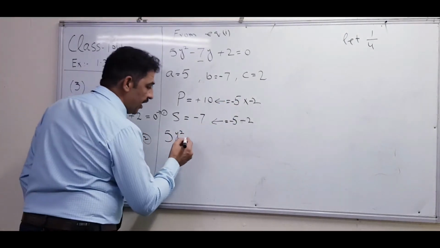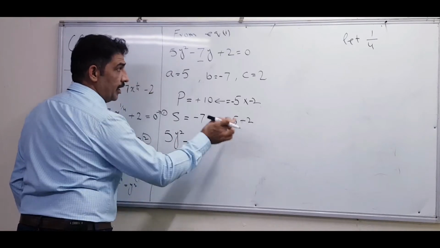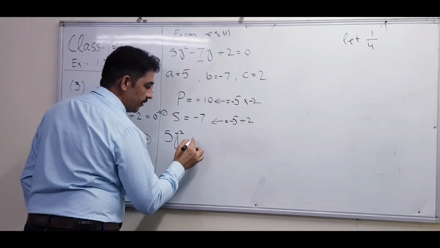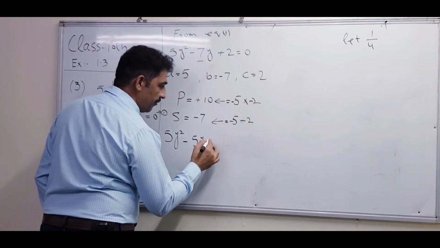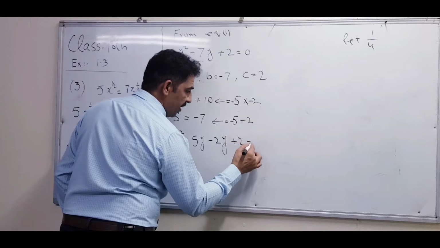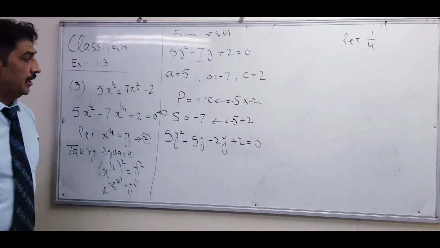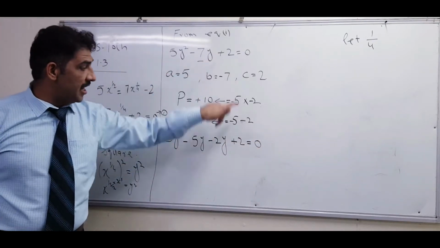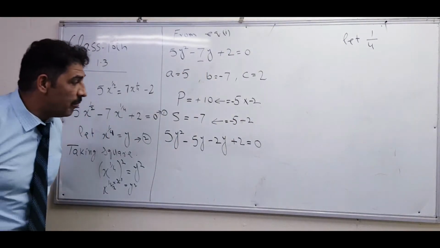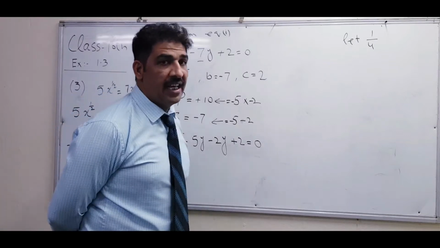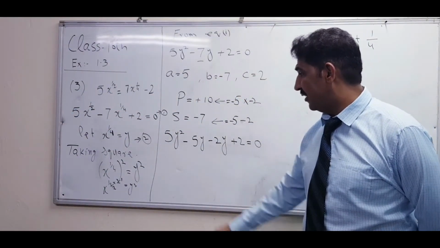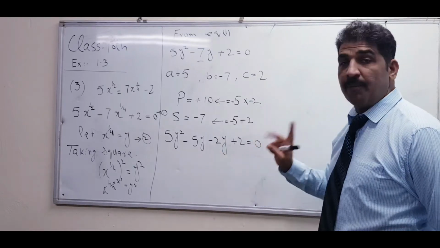So 5y square minus, make two pieces of this 7y. One piece minus 5y, then minus 2y plus 2 will remain the same. You can check that the first term is the same and the last term is the same. We made two parts of the central term. How many terms are there in total? 4. If there are 4 terms, how many pairs? First pair and second pair, 2 pairs.